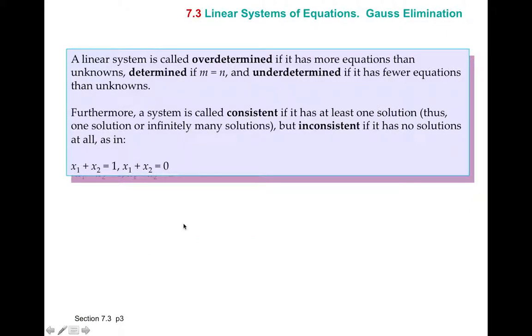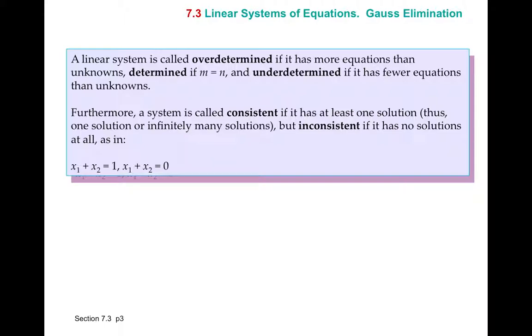Also, let's talk a little bit about what happens when we have a different number of equations than unknowns. If we have a system with more equations than unknowns, that linear system is referred to as overdetermined. If our number of equations is equal to our number of unknowns, then that situation is called determined. And if our number of equations is fewer than our number of unknowns, we refer to that as undetermined.